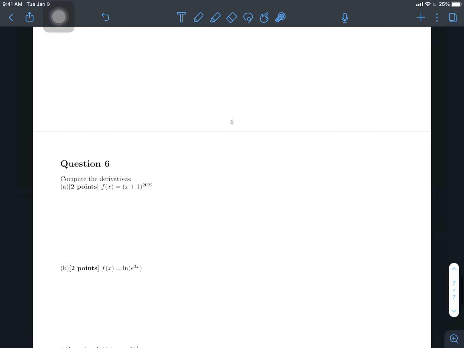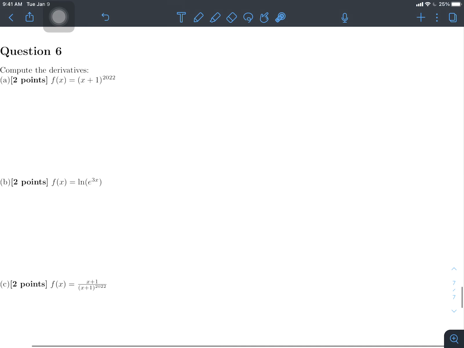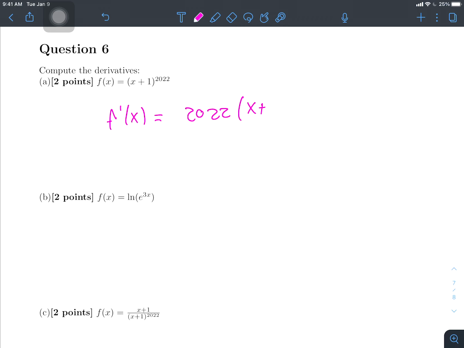All right, so last question. We just have some random derivatives. So the first question is a really pretty simple chain rule problem. All I have to do is recognize that the inside function is x plus 1 and the outside function is the power 2022. So this derivative is going to be given by, I take the derivative of the outer function first, which means I take the power down, I leave the inside alone, and then I make the power 1 less. And now I need to multiply by whatever the derivative of the inside function is.